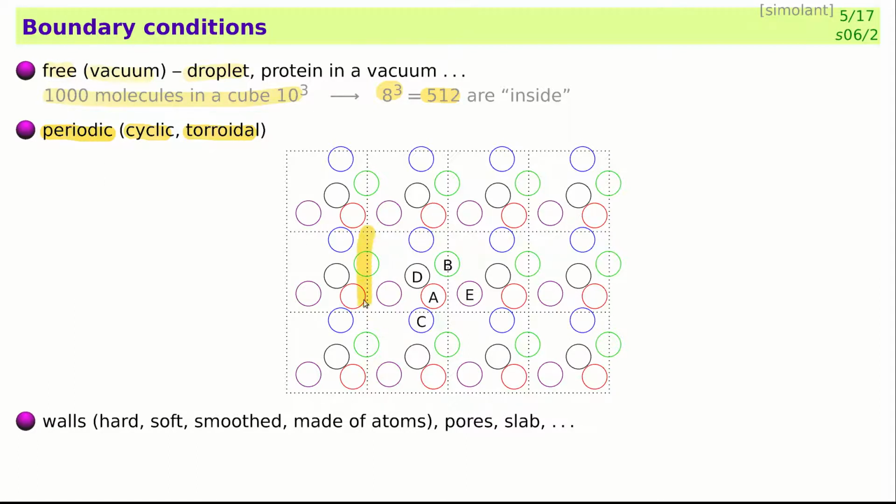Such a simulation cell is supposed to be surrounded by replicas or copies of the same cell. So, for example, let's calculate the interaction of molecule A with other molecules. The nearest one is D, then C, then B, it still sits in this cell, but then E. This replica of E is closer than this one, so it's more relevant for the calculation of the interaction.